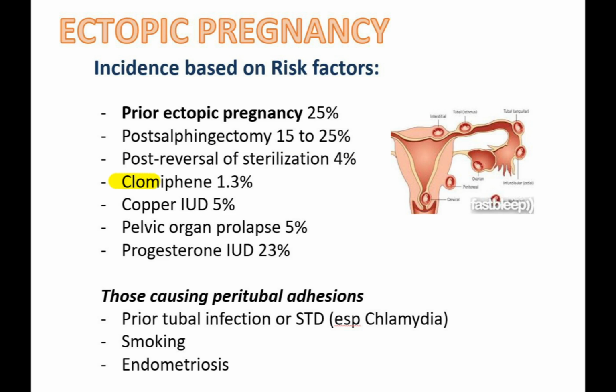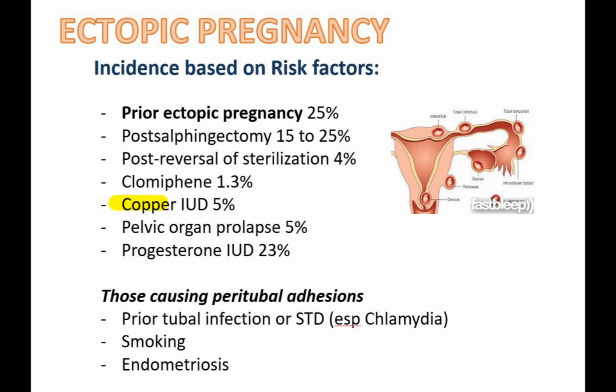Another is clomiphene. Clomiphene is a non-steroidal fertility drug. This is being given for women who have difficulty getting pregnant. So this will cause the body of the woman to produce hormones that will lead to ovulation. So that is clomiphene. This drug may also lead to multiple pregnancies, so twins, triplets, and the like. But the thing is, it can give you a 1.3% chance of having an ectopic pregnancy.